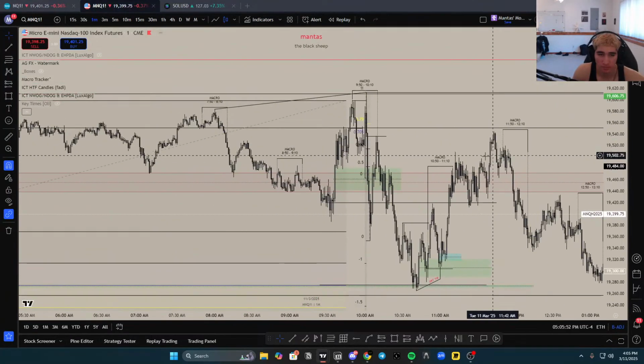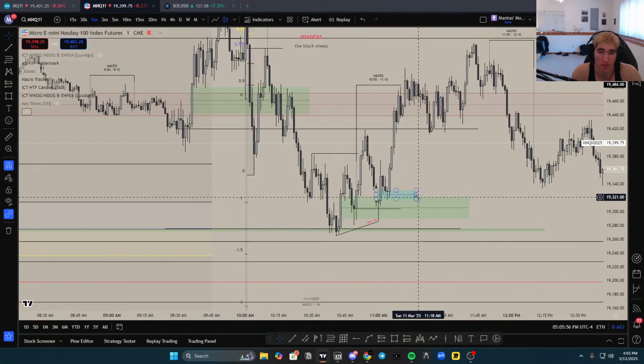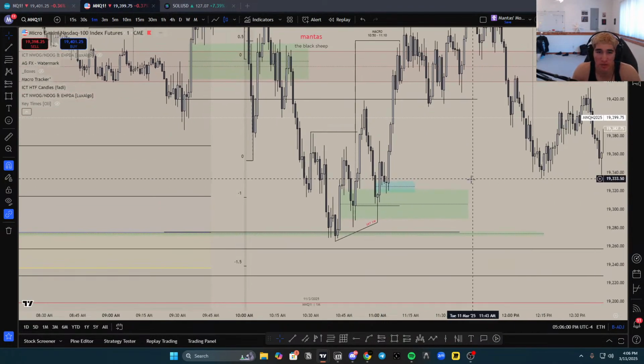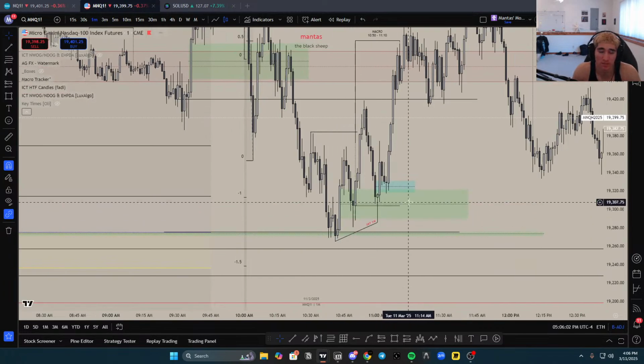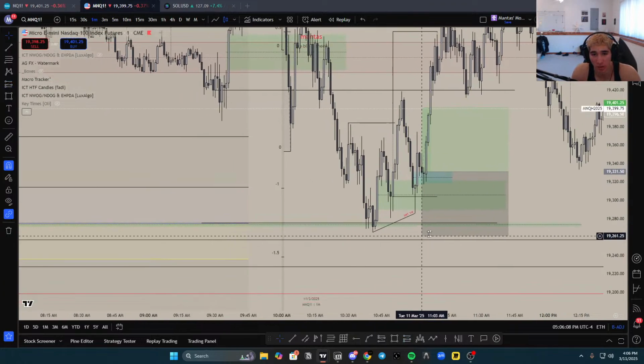Okay, but with that in mind, I was looking for shorts. I got smashed out on shorts because I saw this little BPR form. I was like, okay, not bad shorts. But I was completely oblivious to the fact that we had SMT at the lows with YM, and we had a beautiful A plus long entry here. So everything aligned with this one really well.